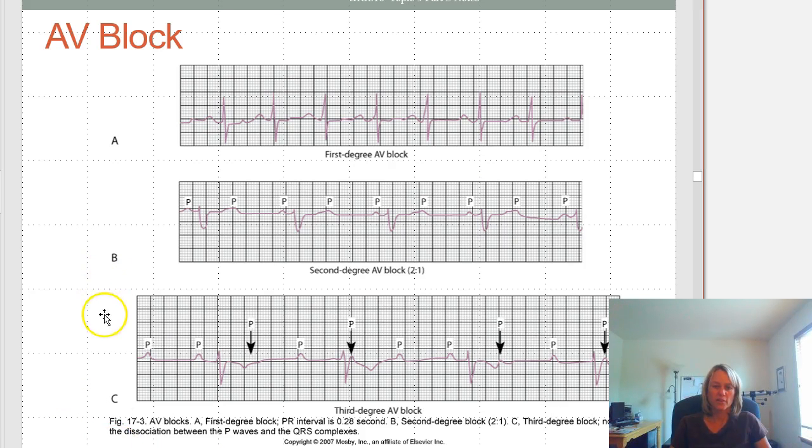Okay, and here we see the third degree block. We have some P waves, so they're going off at their own regular interval, and then the QRS complexes are really spread out as the ventricles are beating independently and not being stimulated by that wave of depolarization from the SA node.